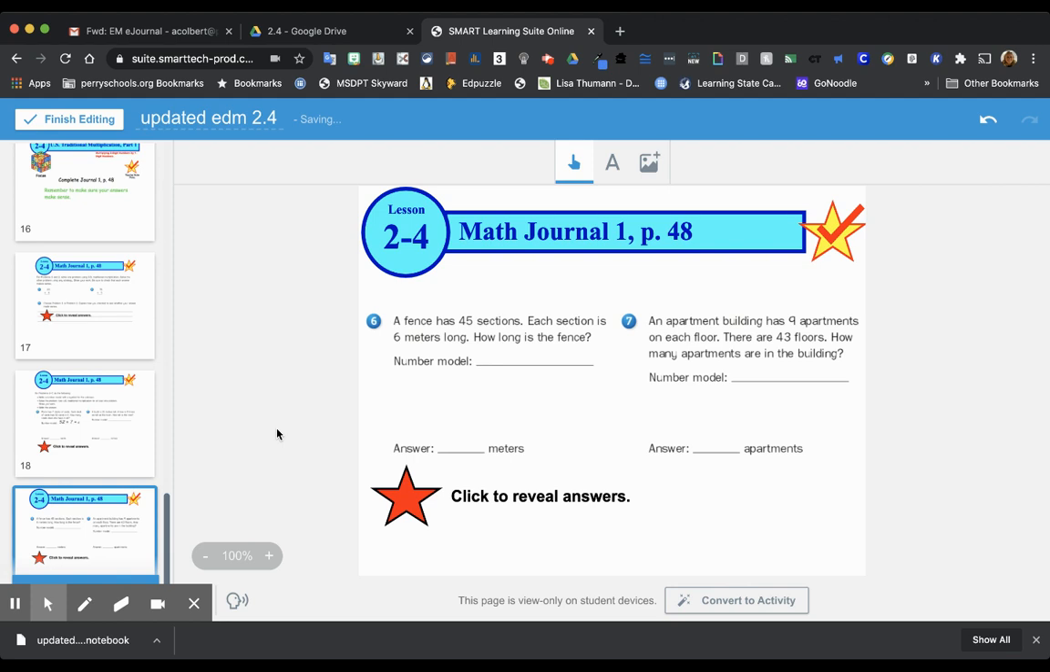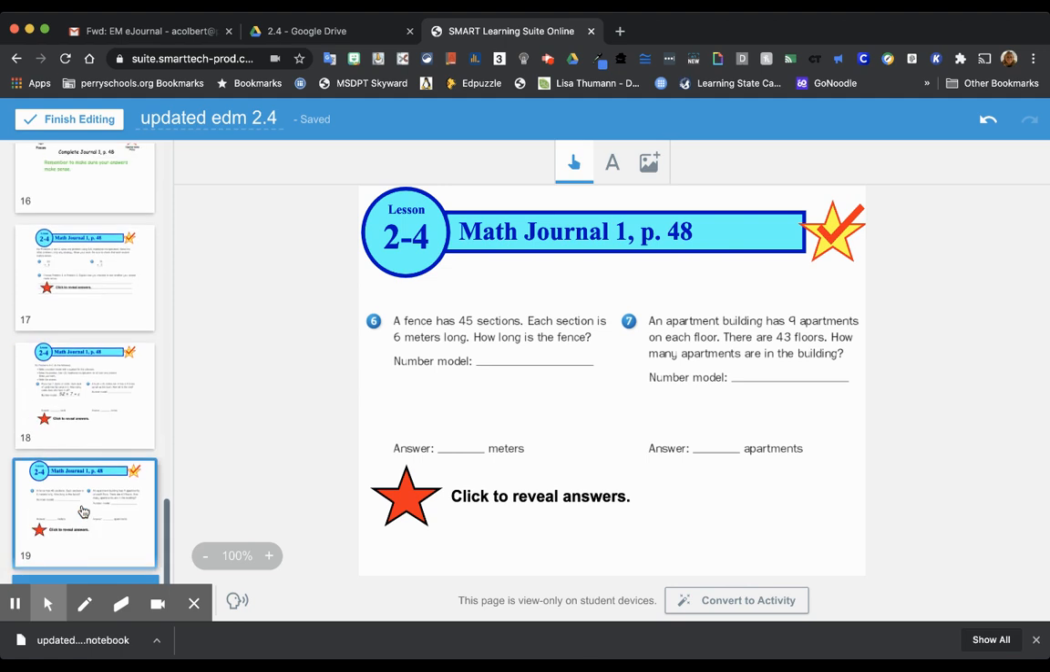6, a fence has 45 sections. Each section is 6 meters long. How long is the fence? And 7, an apartment building has 9 apartments on each floor. There are 43 floors. How many apartments are in that building? So pause the video, do these 7 problems, and then come back and check your work.